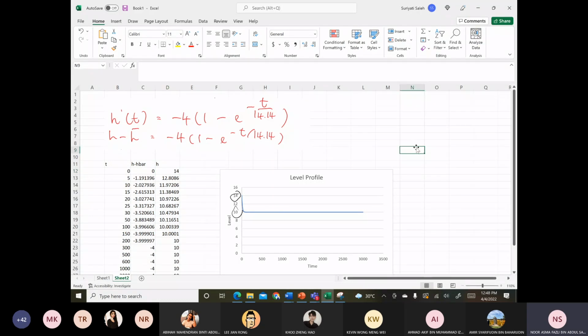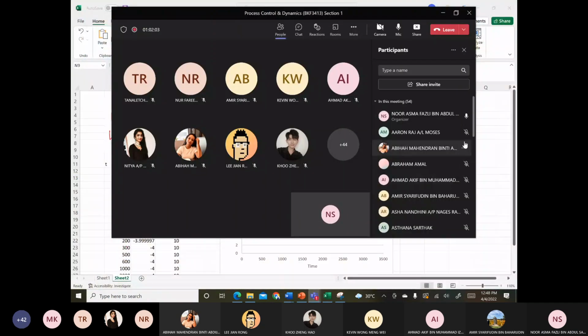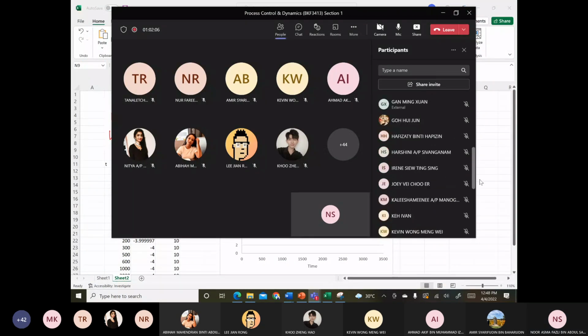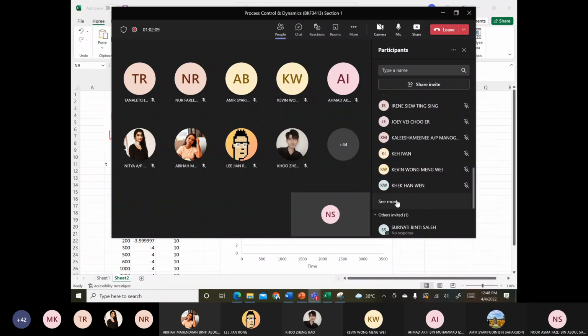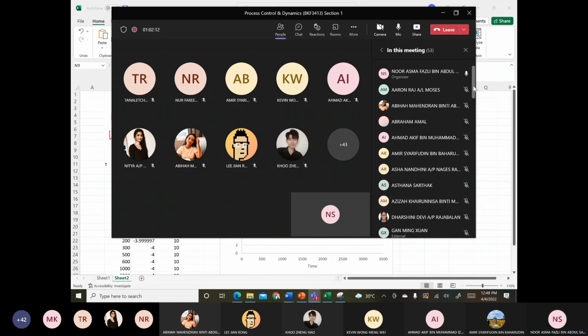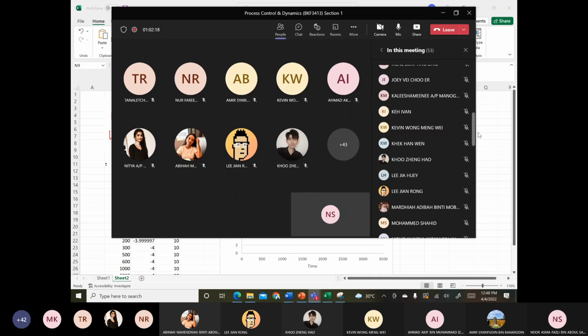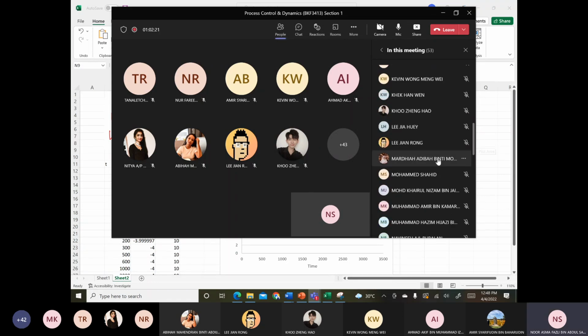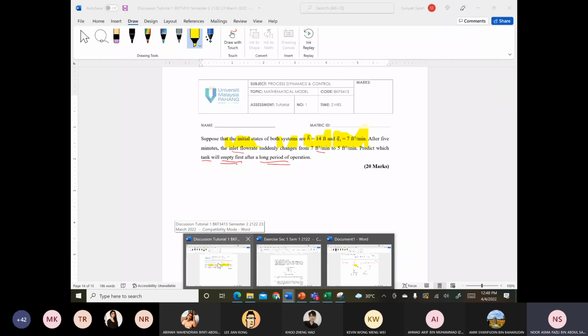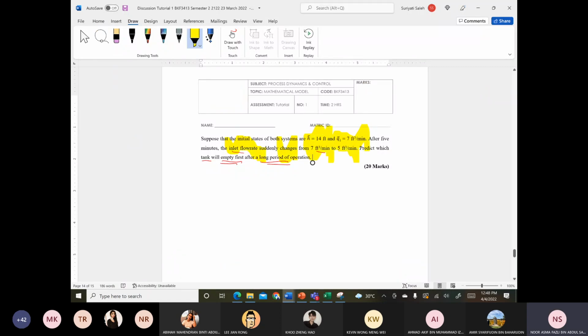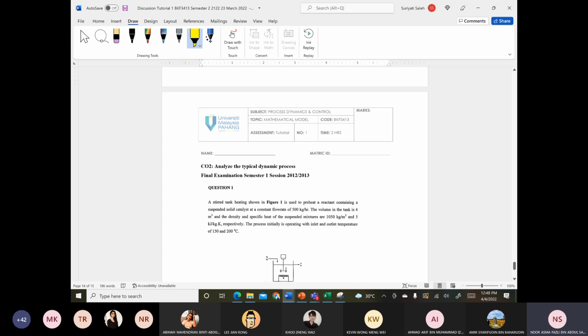So any further question relating to this? All right. If there is no further question, then we proceed with the discussion on the second exercise, which is this one.